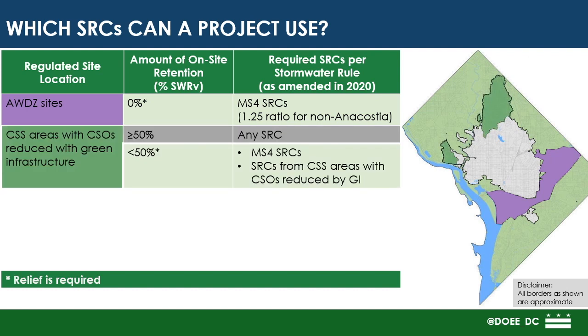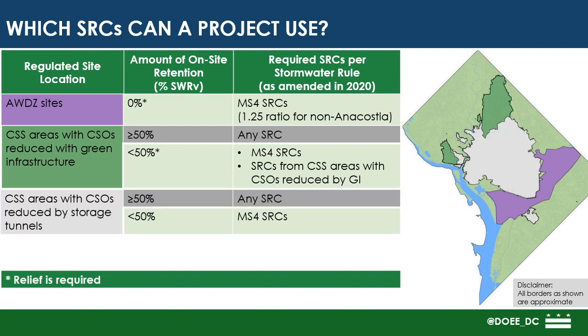Projects in the green area of the CSS can use any SRC if they meet at least 50% of their SWRv on site, and will need to use either MS4 SRCs or green CSS SRCs if less than 50% of their SWRv is met on site. Again, you do need to request relief in order to do less than 50% on site.